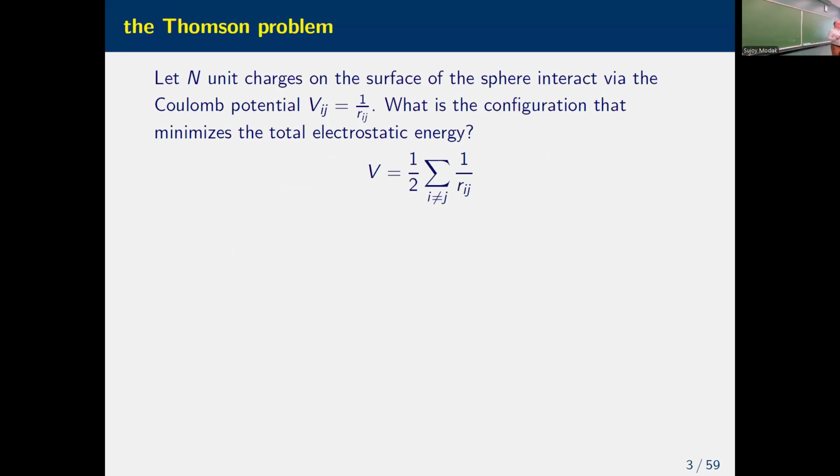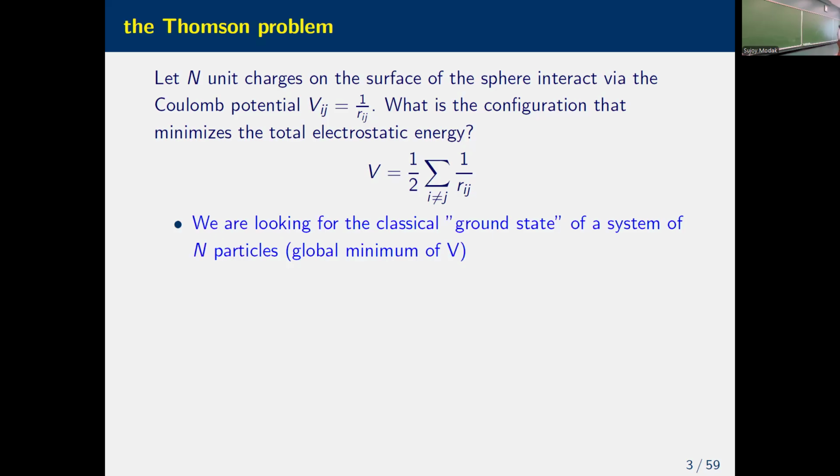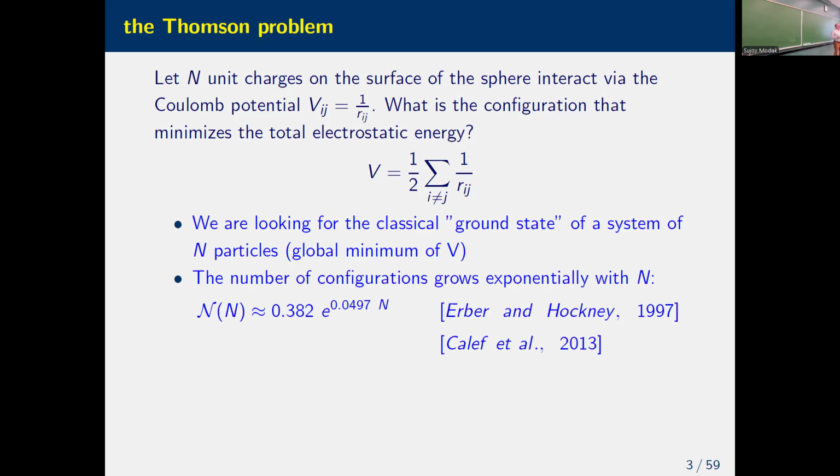I'm considering classical systems of particles that interact with some potential. For example, they can interact with a Coulomb potential, 1 over r, but it could be a more general potential. And I'm interested in finding the configuration that has the lowest energy possible. It's a difficult problem if you think about it, because I have N particles. We are in 3 dimensions, but if I am on a sphere, I will have 2 degrees of freedom for each particle. And the number of configurations is known to grow very fast as N grows.